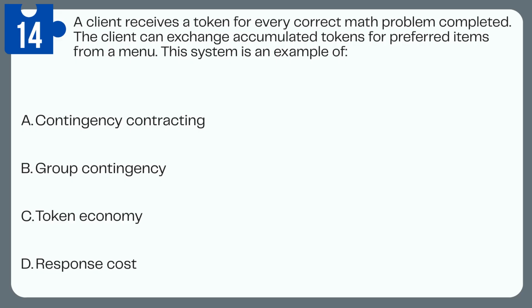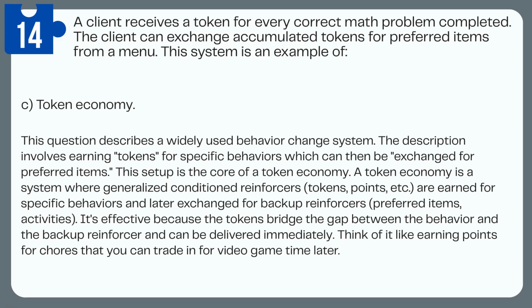Question 14. A client receives a token for every correct math problem completed. The client can exchange accumulated tokens for preferred items from a menu. This system is an example of A. Contingency contracting. B. Group contingency. C. Token economy. D. Response cost. Answer: C. Token economy. This question describes a widely used behavior change system.